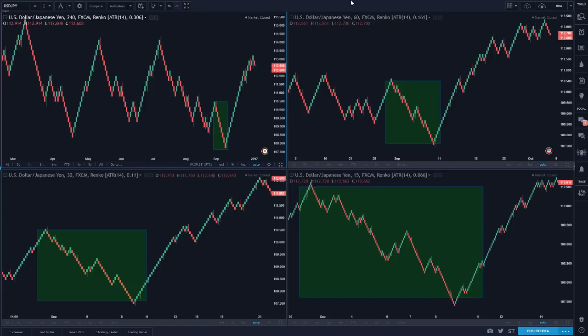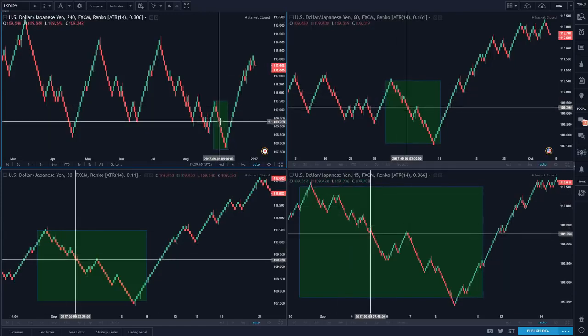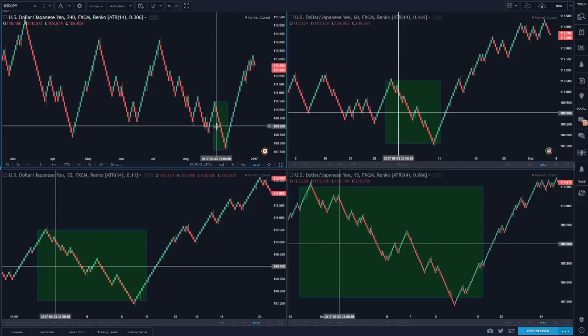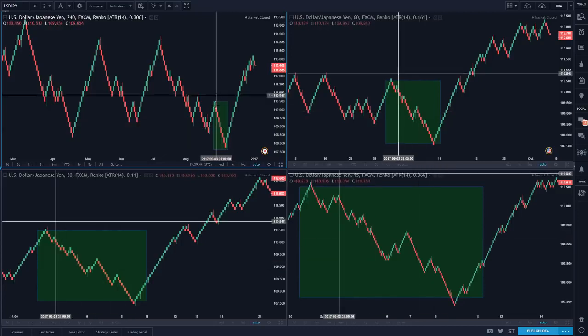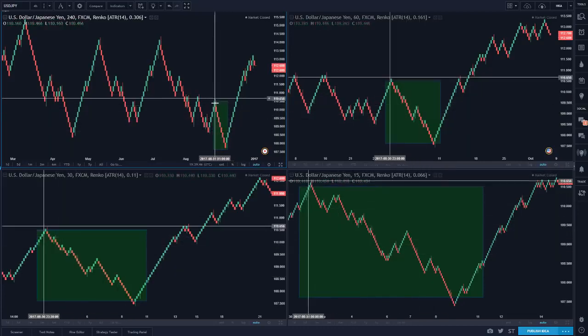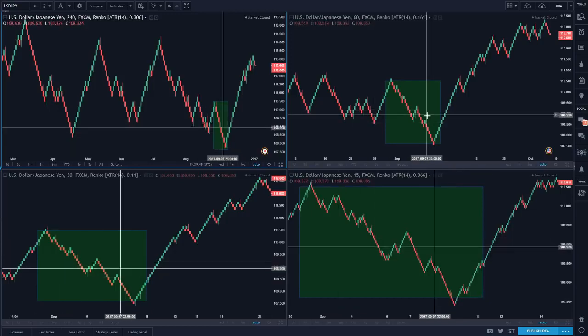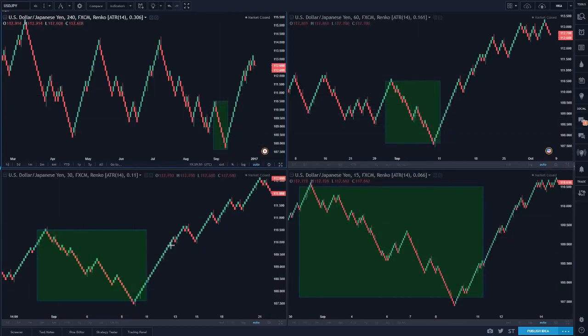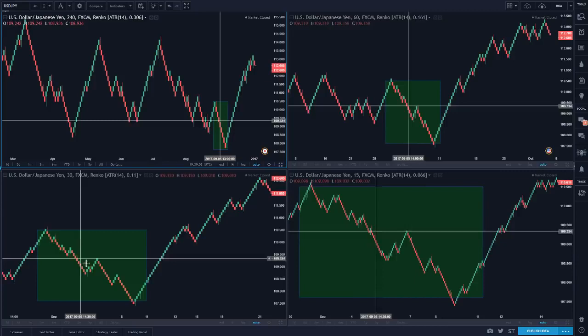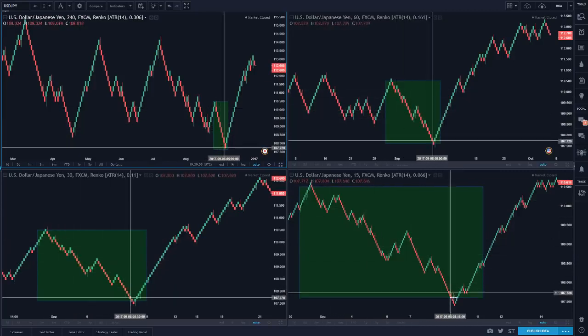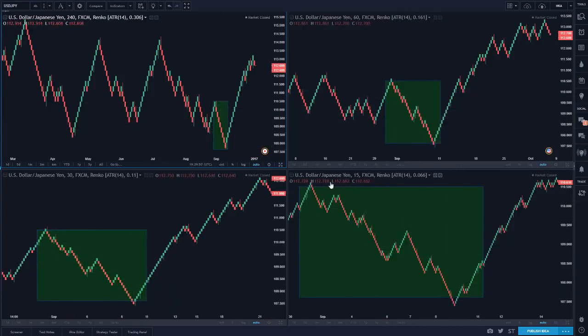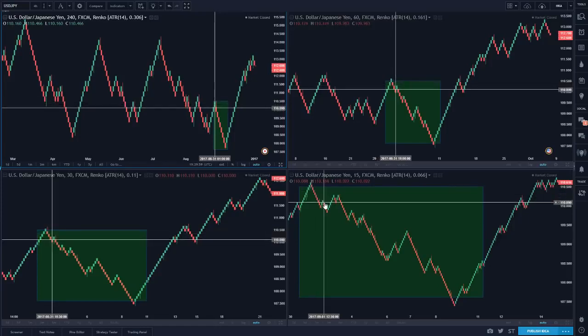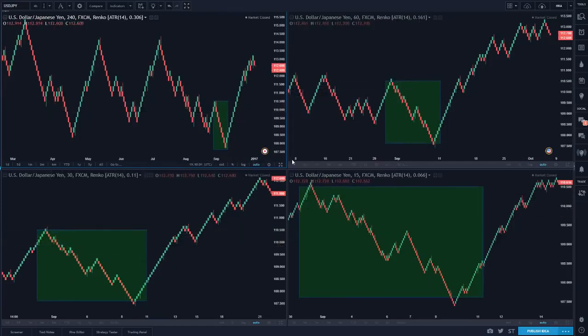So let's say on the 4 hour chart there is a downtrend going on, with red Renko candles. Now look at 1 hour, you find the same red candles. Now look at 30 minutes, you find the same red candles. Look at 15 minutes, you find the same red candles. Now in the 15 minute chart, let's say we came here.